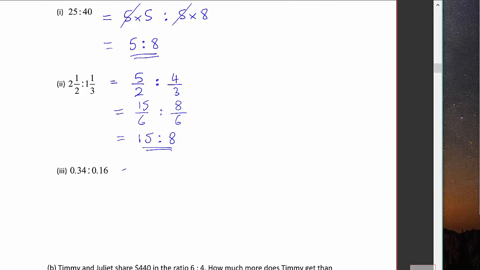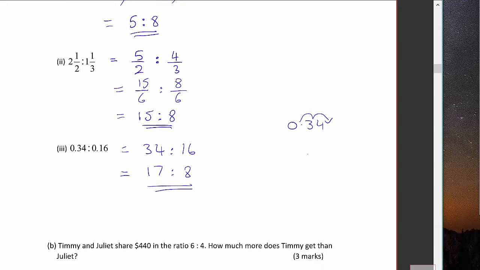Here we can get rid of the decimals just by multiplying by 100. If we multiply 0.34 by 100, it becomes 34. And the same sort of thing with the 16. Both of those are even, so we can actually divide them both by 2, and we've got 17 to 8, and then the only common factor is 1, so there's nothing more we can do with that.